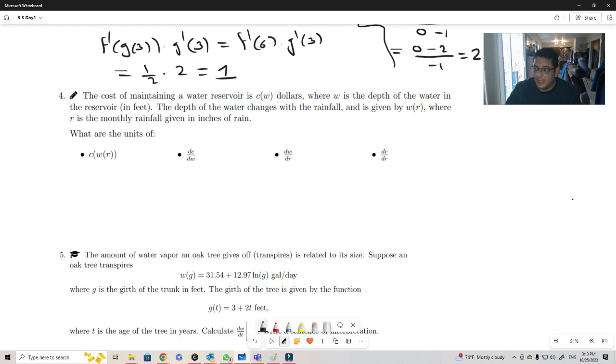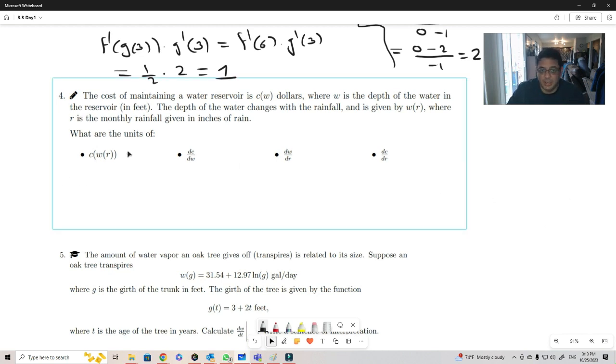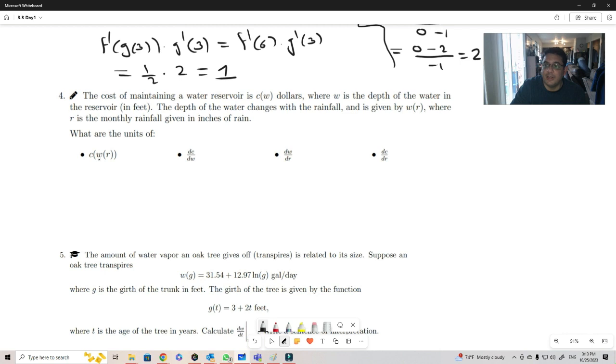So for example, the first one is C of W of R, but it doesn't matter, there is a composition. The final output of C is dollars. Now, the next one is a rate of change. So it is the rate of change of the cost over the depth of water, which changes with the rainfall, which is given by W of R. Okay, so in this case, since the depth is given in feet, this will be a rate of change, and it's in terms of dollars per foot.